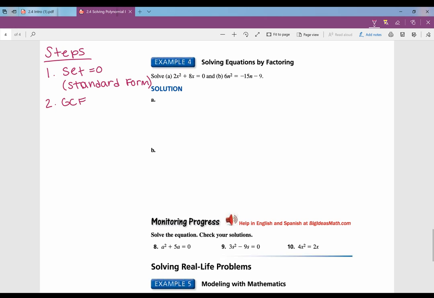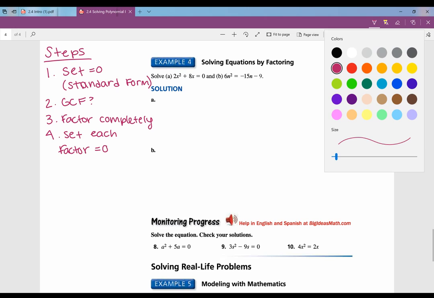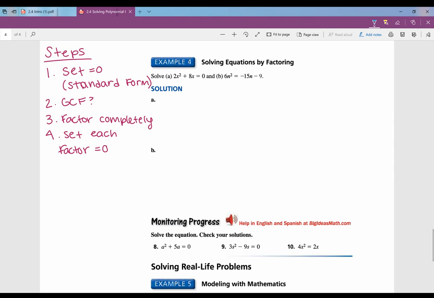Then we're going to check for our GCF, see if there is one that we need to pull out. Our next step is to factor completely. And then our last step is to set each factor equal to 0 so that we can solve and see where we're going to have our roots. So let's look at part A.